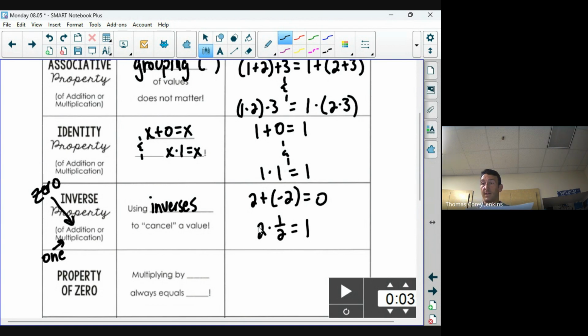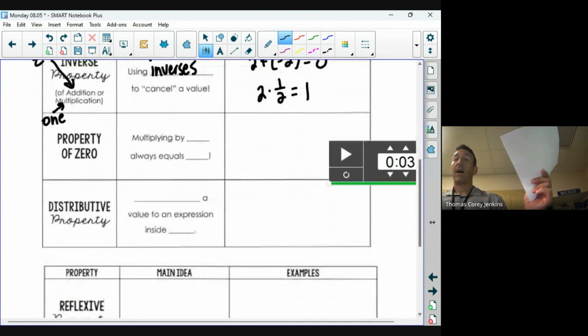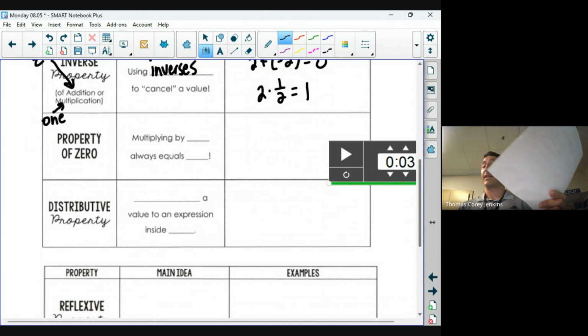All right, so we have 1, 2, 3, 4. Let's do one more and we'll take a break. All right, the property of 0 basically says this. Multiplying by 0 always equals what? 0.